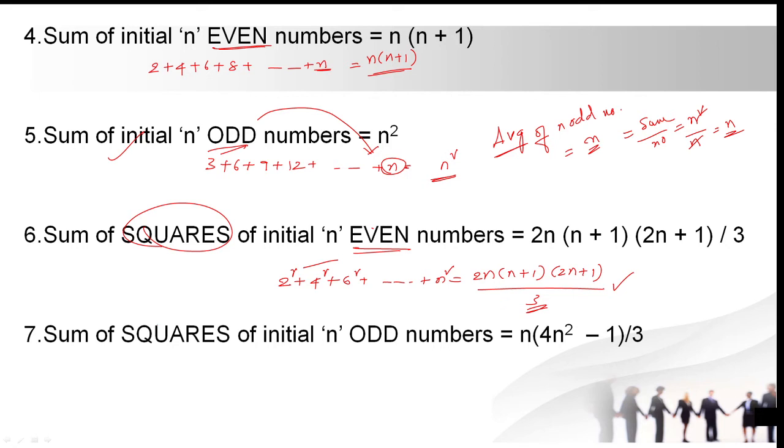Okay, maybe the last one, the sum of the squares of initial odd numbers. Odd numbers in the sense 1 square, 3 square, 5 square, 7 square, 9 square, and so on up to n square. Initial n odd numbers means 1 plus 3 plus 5 plus 7, not 6, because 6 is an even number, right? So the sum of the squares of initial odd numbers, in the sense 3 square, 5 square, 7 square, 9 square, and so on. For this, a simple logic, that is n into 4n square minus 1 by 3. So these are the formulas you need to remember surely.